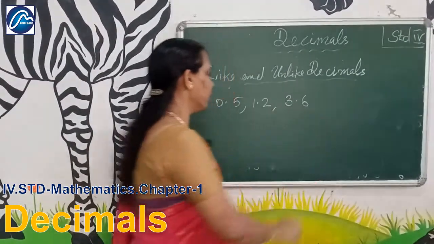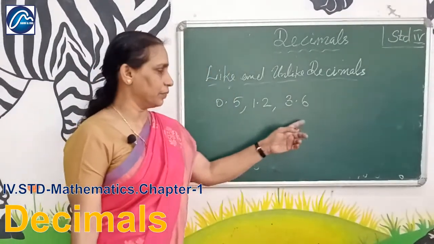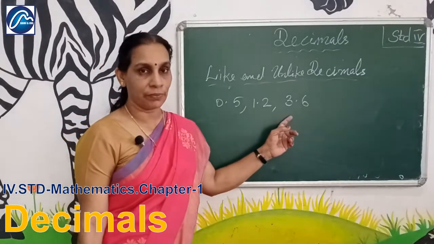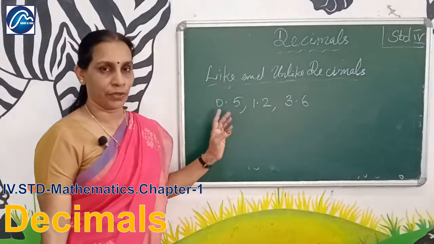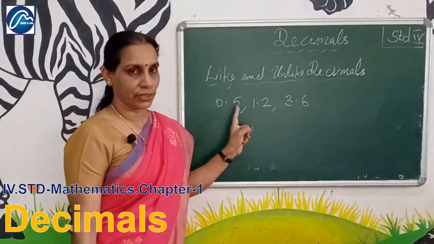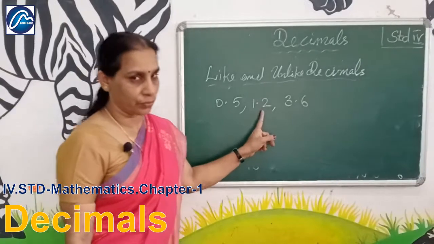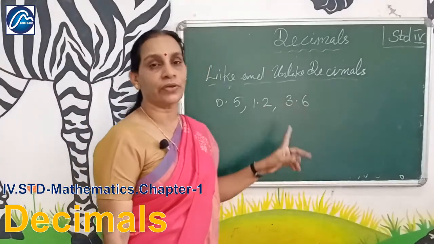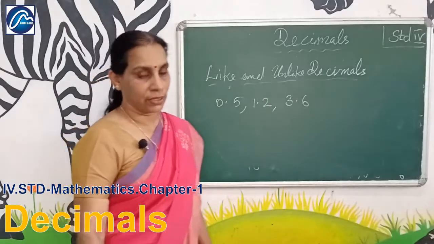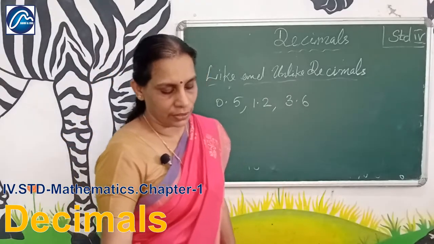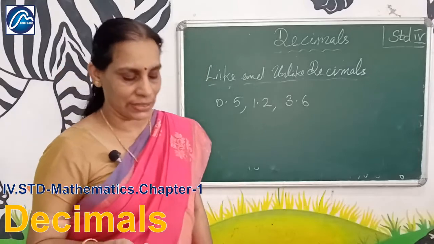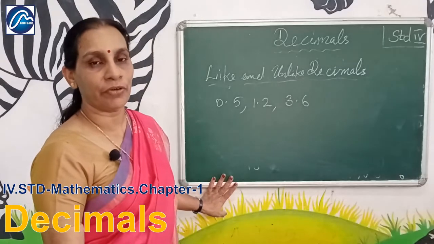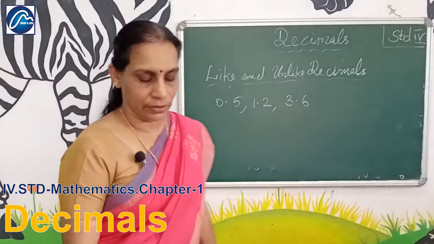look at these 3 numbers. This is 0.5, this is 1.2, and this is 3.6. Look at the decimal points. Here there is 1 decimal place, here also 1 decimal place, here also 1 decimal place. So these are known as like decimals. So what are like decimals? Decimals having the same number of decimal places are known as like decimals.